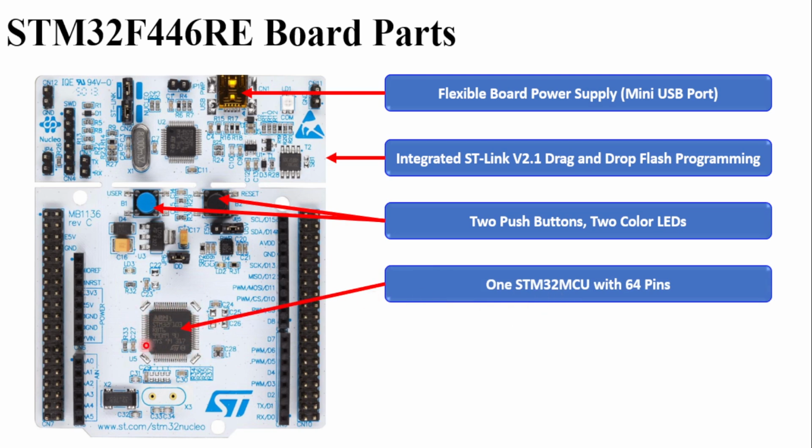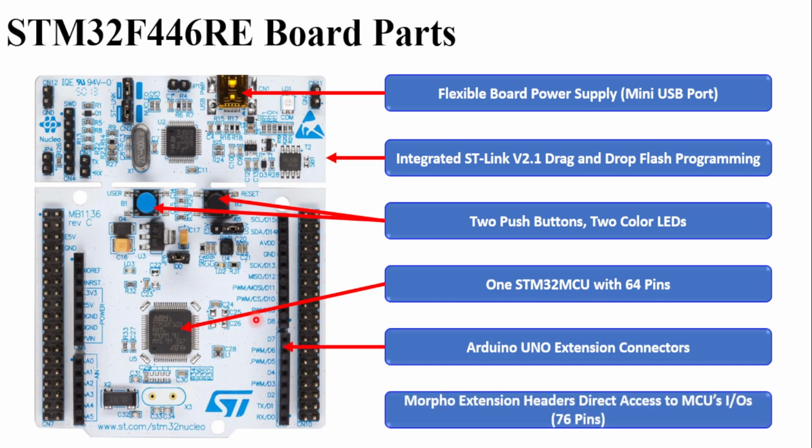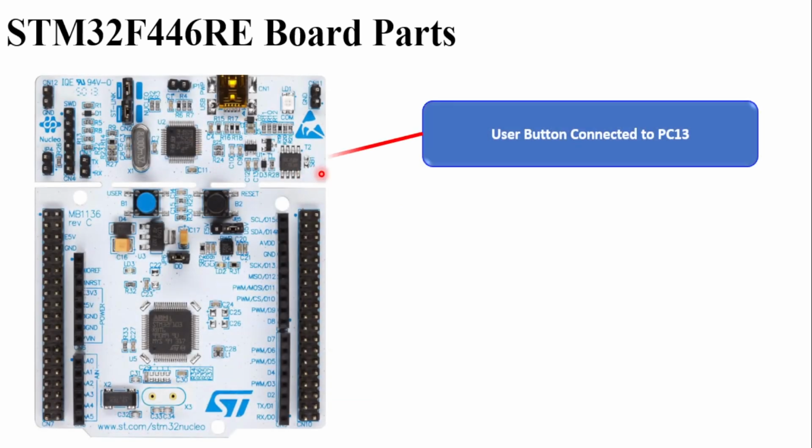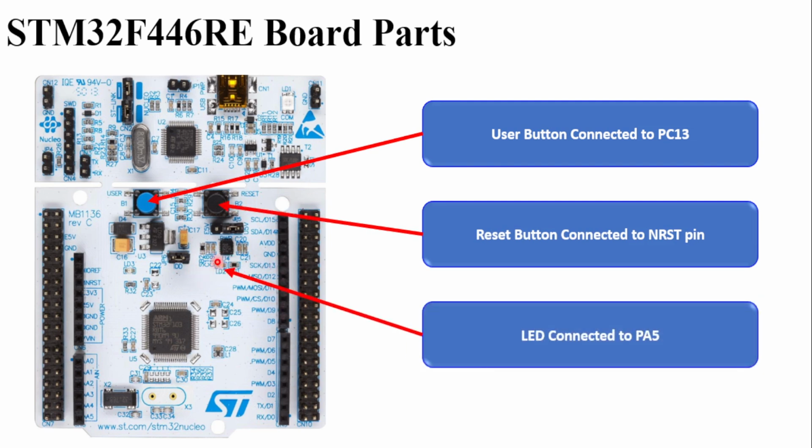You will get one STM32 microcontroller with 64 pins in the center. And we also get connectors which can be used with the Arduino Uno boards. Then there is an LED here which is connected with the port A5 of the microcontroller.